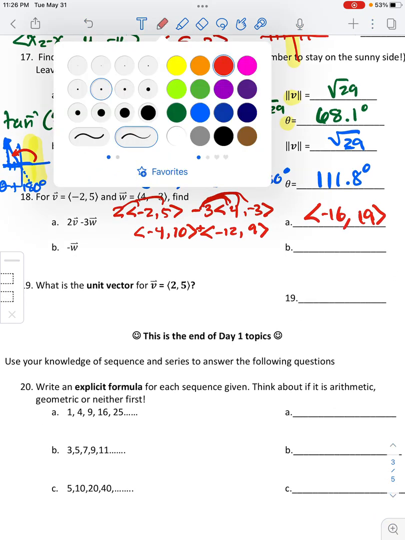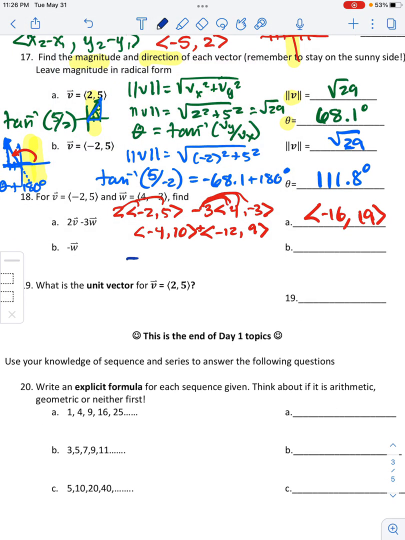This bad boy is asking me to take the opposite of vector w, which I can't see anymore because I wrote over it. And my vector w is a 4, -3. So I'm really just distributing that. So the opposite would go, like this is saying go right 4, down 3. So my opposite is going to go left 4, up 3.